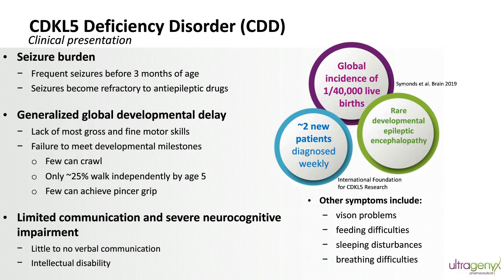So the big thing that arises in these patients very early on is that they have a really incredible seizure burden that starts before they're even 3 months of age. And these seizures, unfortunately, are not responsive to typical anti-epileptic drugs. They're really quite severe, and they persist for the lifetime of the patient. This is one of the things that has actually been helpful to getting these patients diagnosed, though.